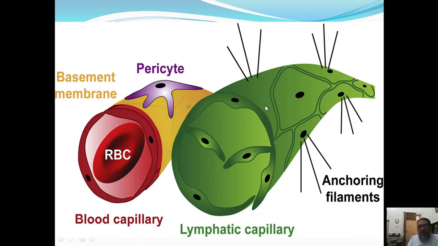The basal lamina is anchored with the surrounding structures by anchoring filaments. Look at the picture. The basal lamina is present, but they have anchoring filaments to the surrounding, because these lymphatic capillaries are very fragile. When there is fragility, the patency of their lumen is maintained by these anchoring filaments. This point has to be remembered. The anchoring filaments play a key role because they give patency to the lymphatic capillary and anchor the lymphatic capillary with the surrounding structures. So the pericyte is the characteristic feature of a blood capillary.